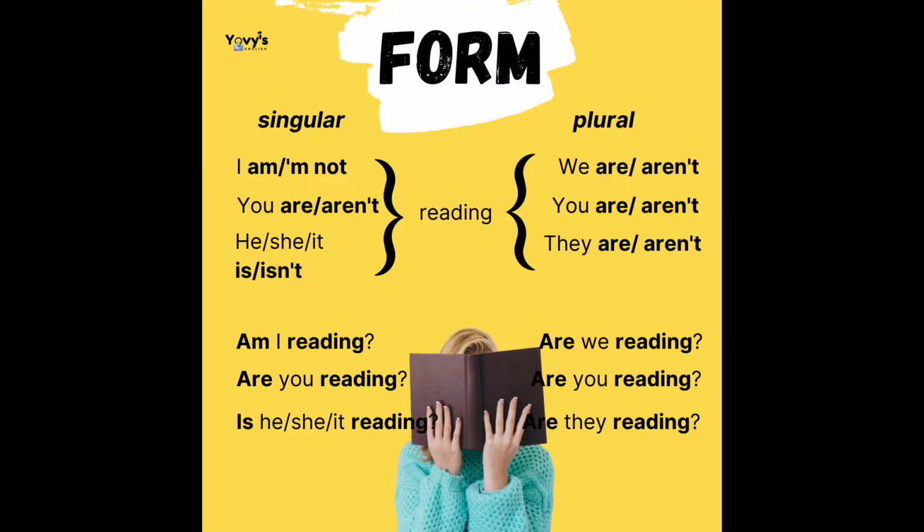The present continuous tense is made from the present simple tense of the verb to be and the ing form of a main verb. In the positive or affirmative form in singular, we have I am reading or I'm reading, you are reading or you're reading, and he, she, it is reading or he, she, it's reading.